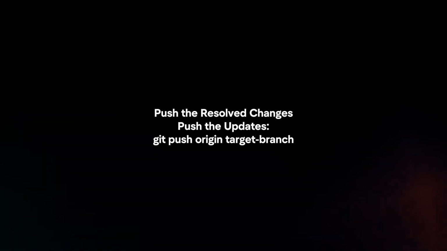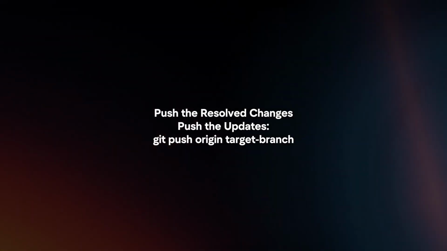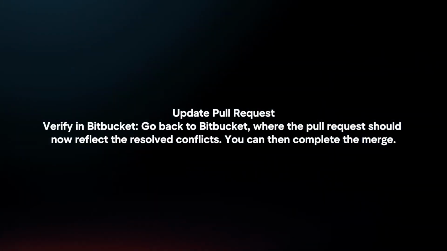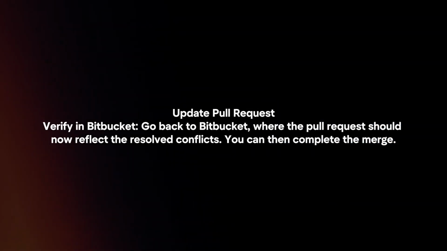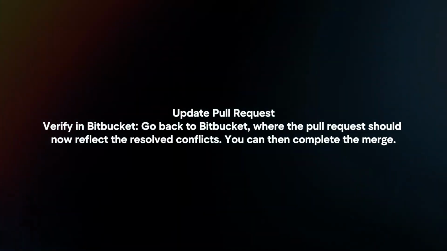Add and commit. Push the resolved changes. Push the updates. Update pull request. Verify in Bitbucket. Go back to Bitbucket, where the pull request should now reflect the resolved conflicts. You can then complete the merge.